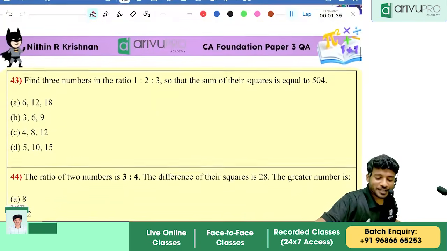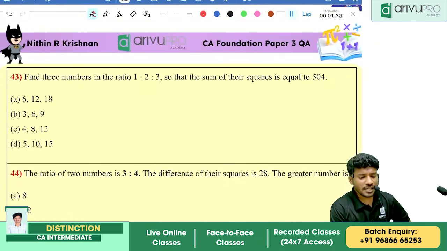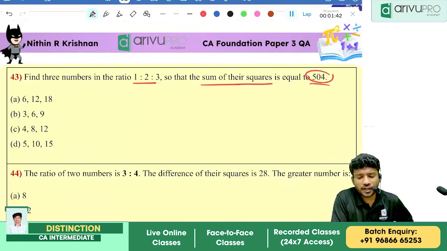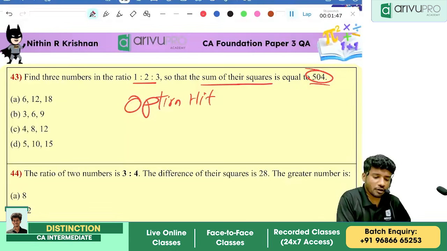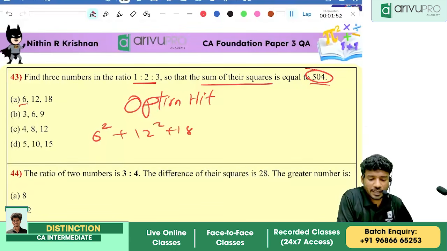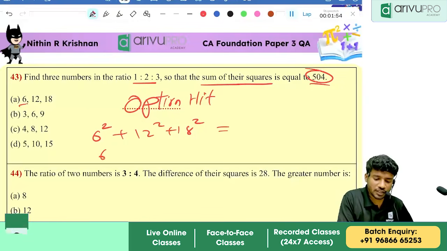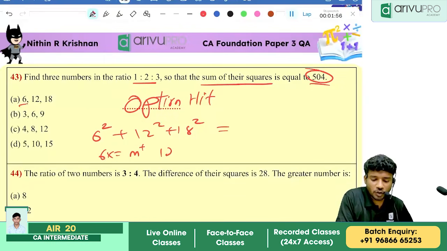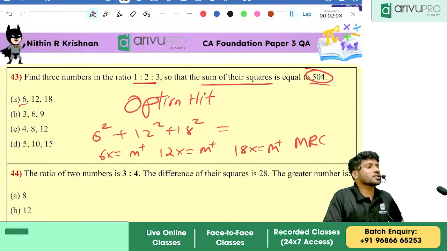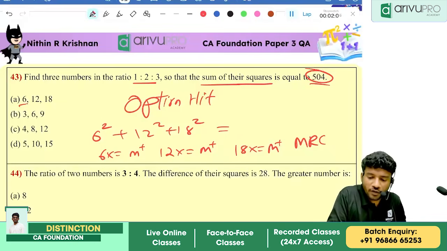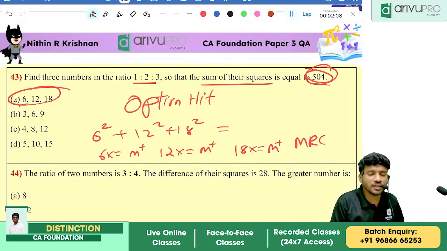Yes. Next one. Three numbers are in the ratio 1:2:3. Sum of the squares is equal to 504. People, the easiest way is what? Option hitting. Take the first option: 6 square plus 12 square plus 18 square. In the calculator, 6 into equal to M plus, 12 into equal to M plus, 18 into equal to M plus. Then click MRC. How much is the answer, people? 504. Any other option giving that?